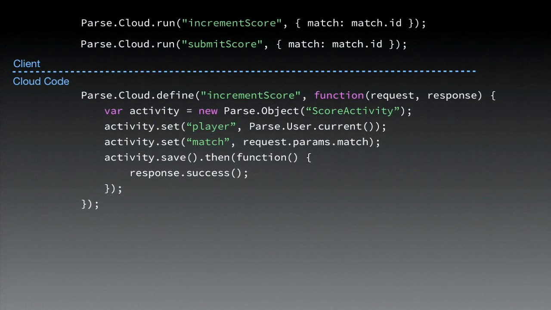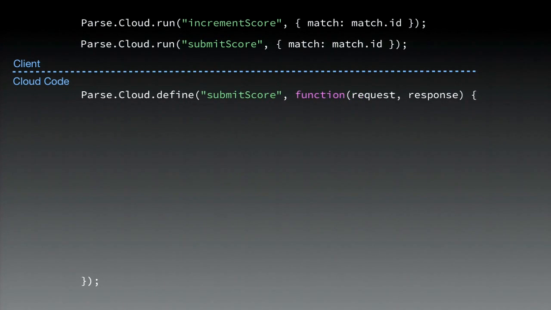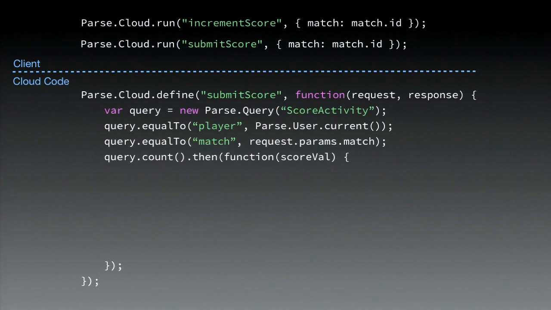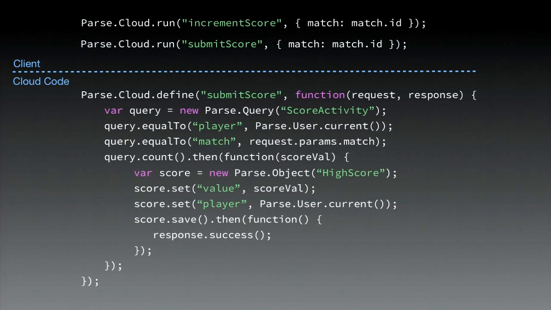Then later, I'll call submit score when I'm done my game. And I won't pass in any kind of number. I'll just say, OK, I'll query for all these activities and see how many I got. So I'll do a count query. And I'll just use that number as the score. So that at least kind of reduces the risk of somebody just putting in some random number there. They'll have to do some work.